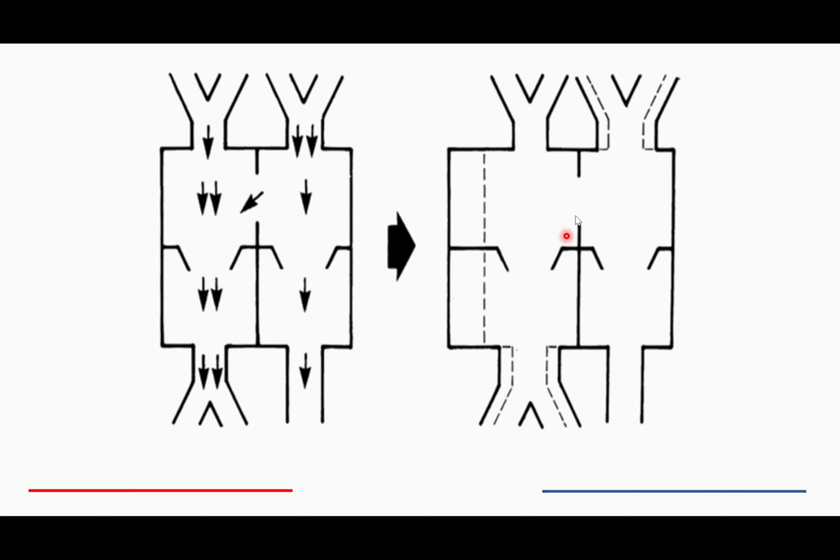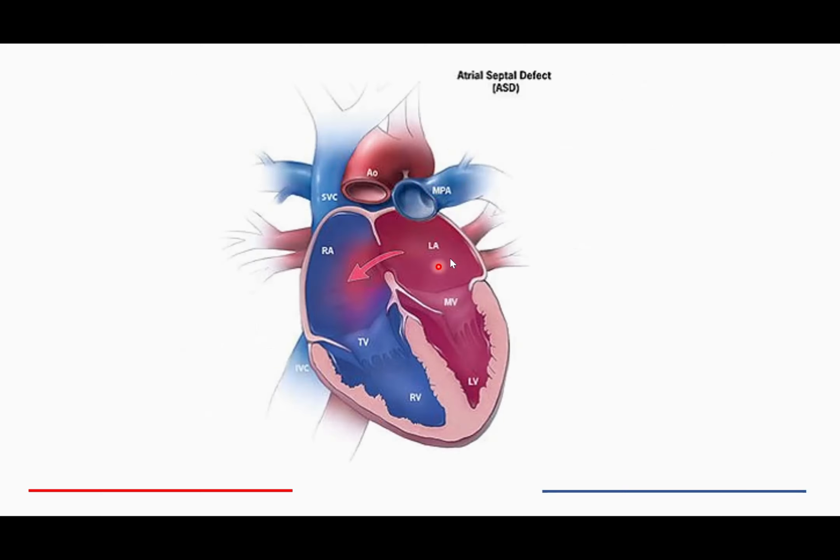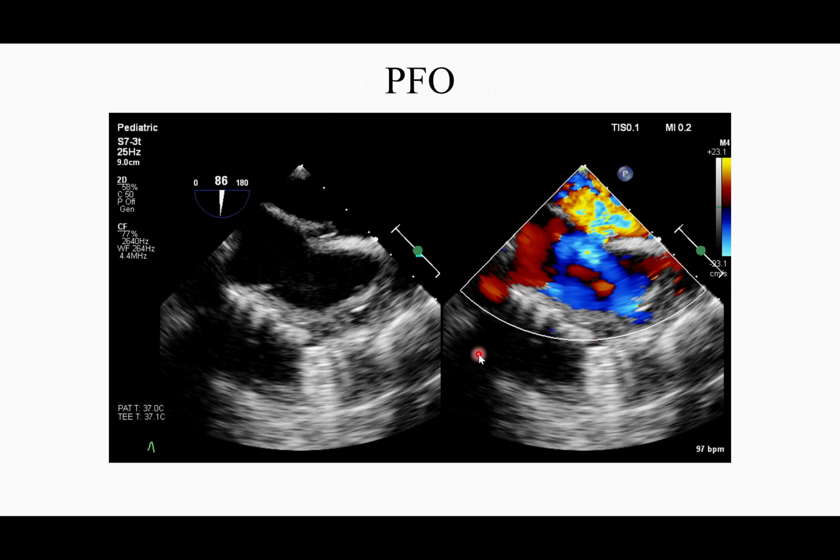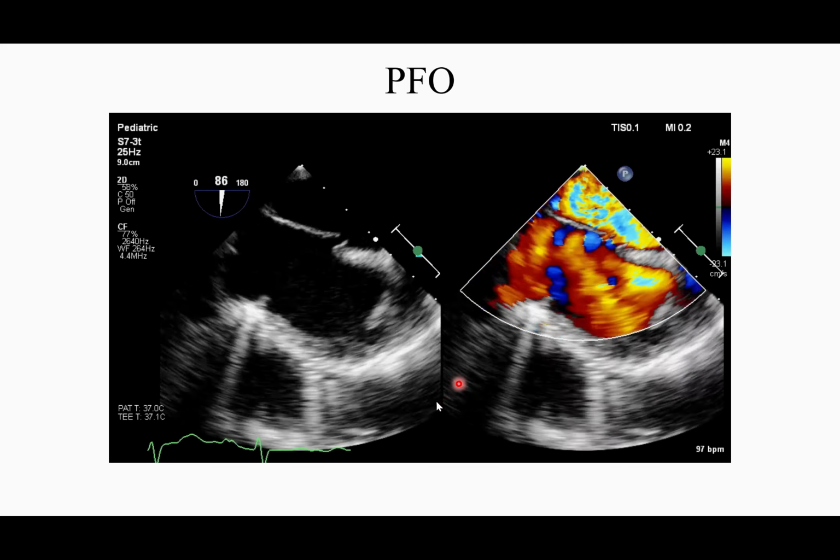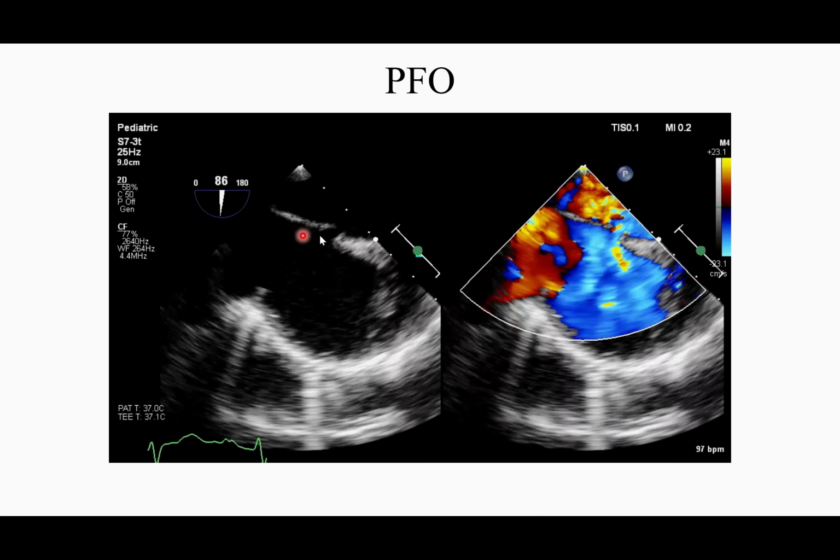Again, in an ASD, there is volume overload on the right side, so the right side dilates, and the pulmonary arteries dilate, and the pulmonary veins dilate. This is an ASD. This is a PFO showing right to left shunt.